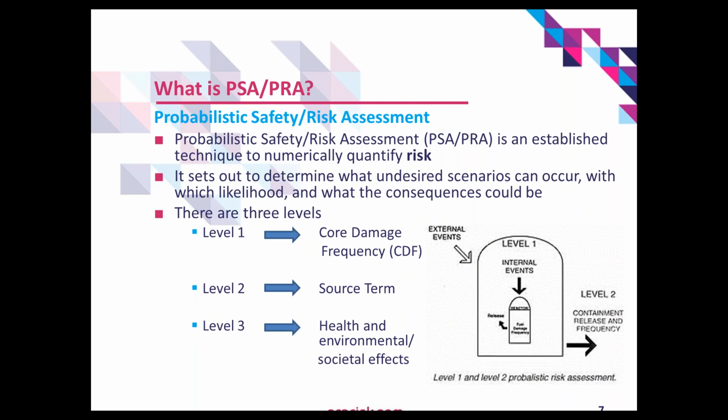So let's go a little bit more into detail. PSA is an established technique to numerically quantify risk, basically put a number on the risk. It sets out to determine what undesired scenarios can occur, with which likelihood, and what the consequences could be. And there are 3 levels. The first level looks at the core damage frequency, so what would happen in Three Mile Island. If this core damage managed to get out of the containment, we have a source term, and that is what level 2 PSA looks at. And if this source term spreads, like in Fukushima, there is a level 3 PSA that looks at the atmospheric conditions and the wind, and sees if it goes to the sea or it goes to a city, and takes into account the health and environmental effects.